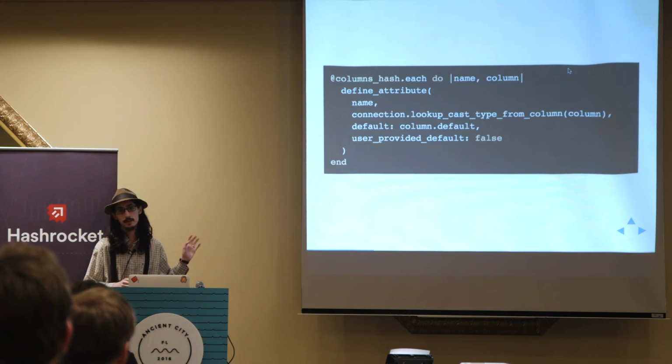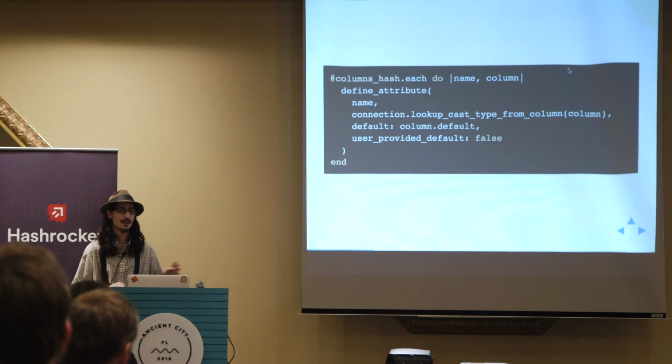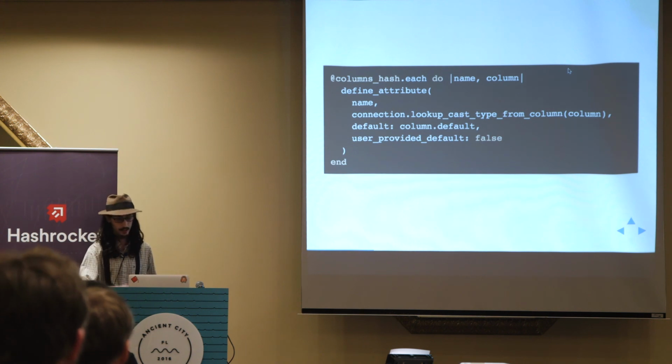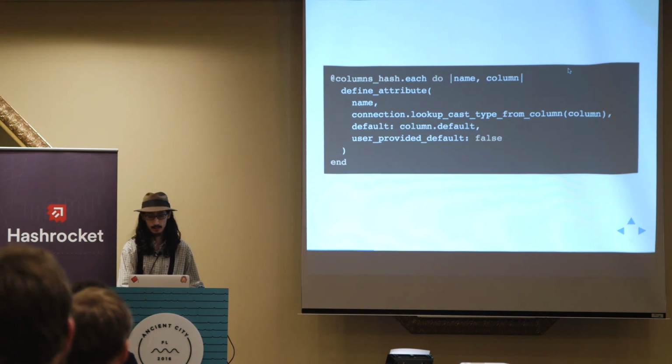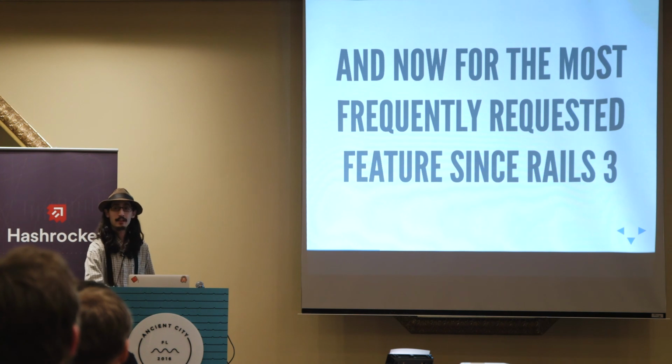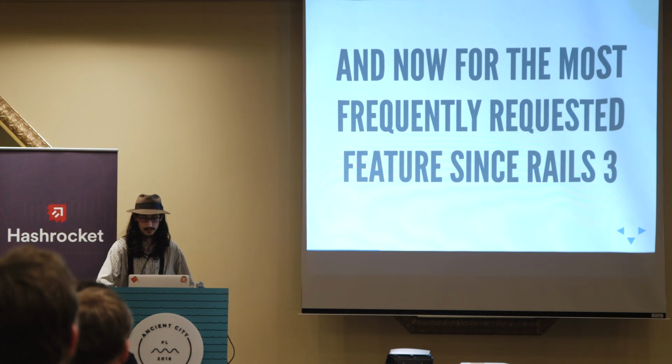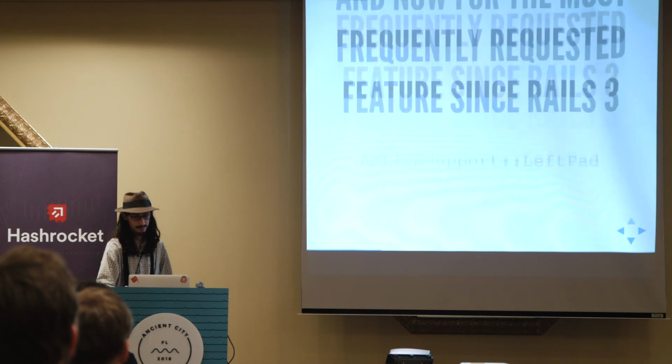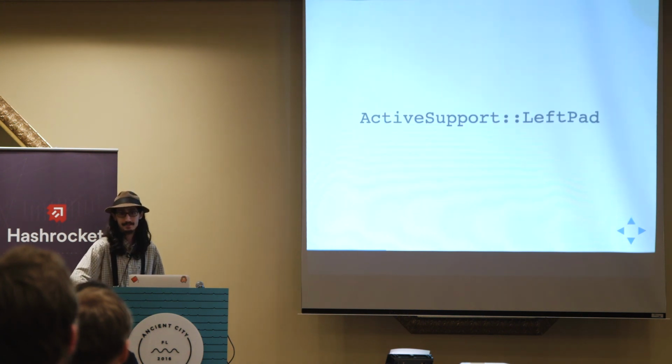So I don't want to talk too much about the attributes API because I've already given an entire talk on that, but I did want to cover a little bit of the story. But now into something that people will care a little bit more about, because we have the most frequently requested feature in Rails 3, and it's finally arrived in Rails 5. I'm personally most excited about it. ActiveSupport left-pad.